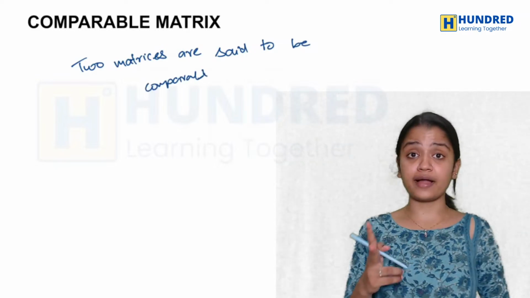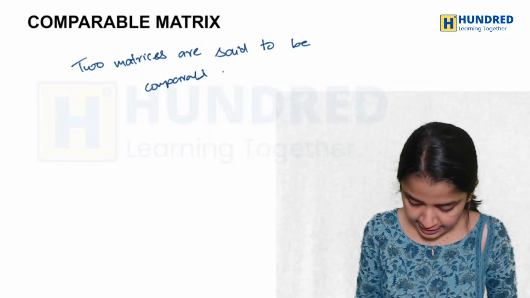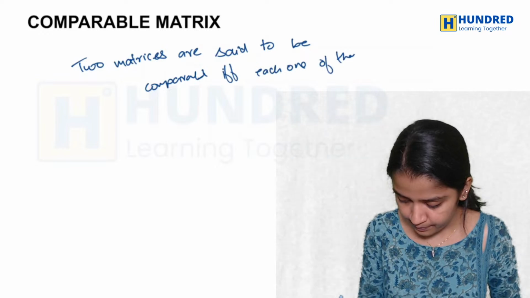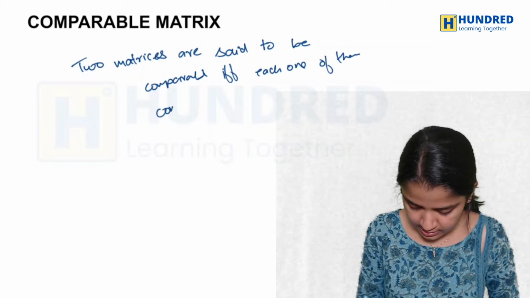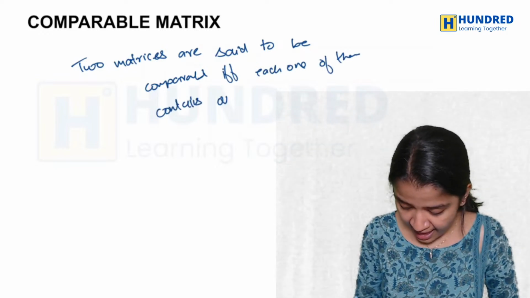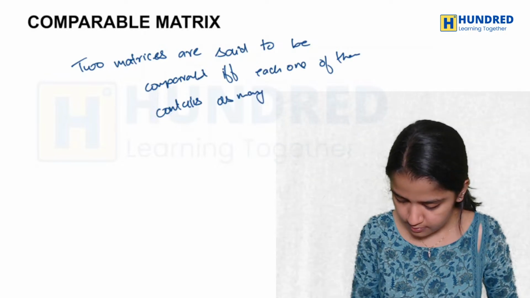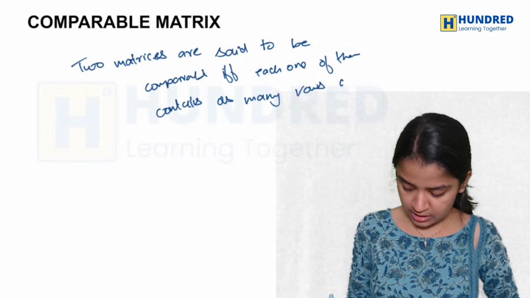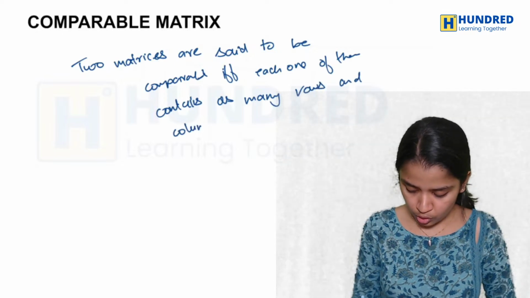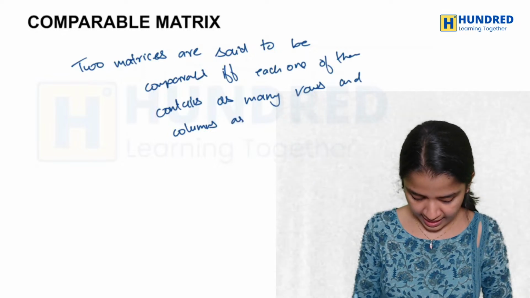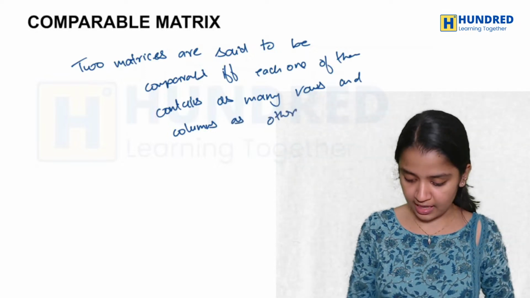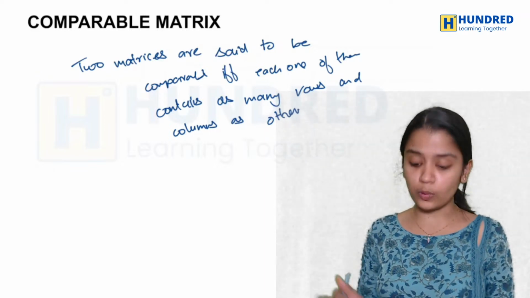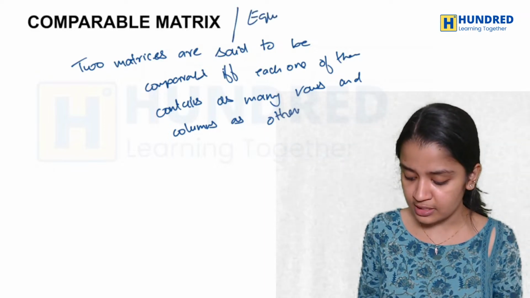You say 2 matrices are comparable if and only if each one of them contains as many rows and columns as the other. This is also called an equivalent matrix.